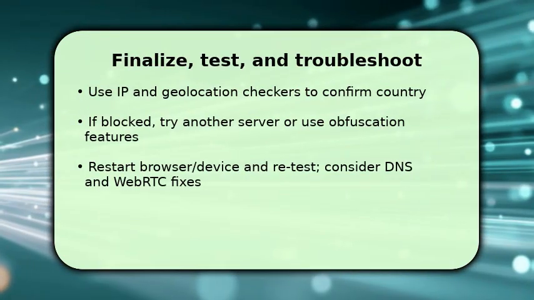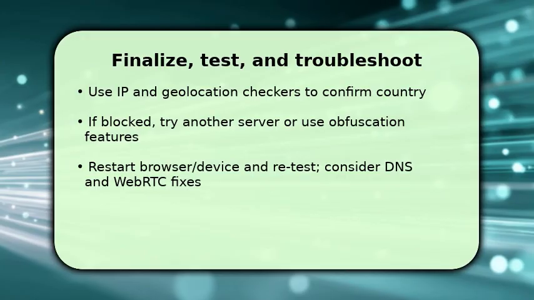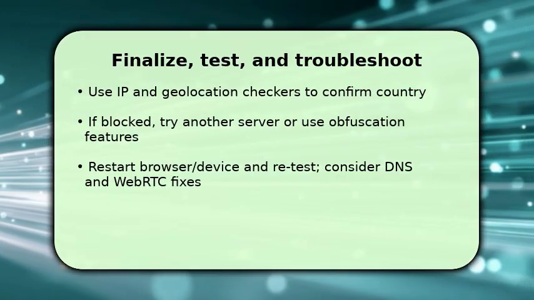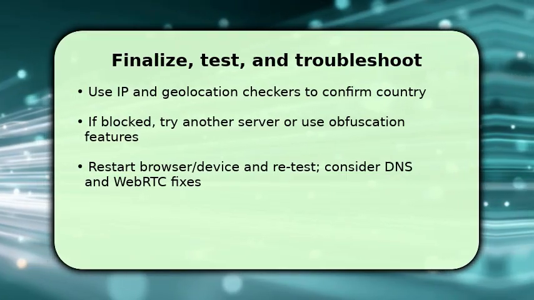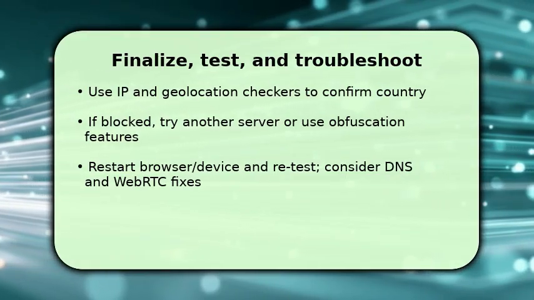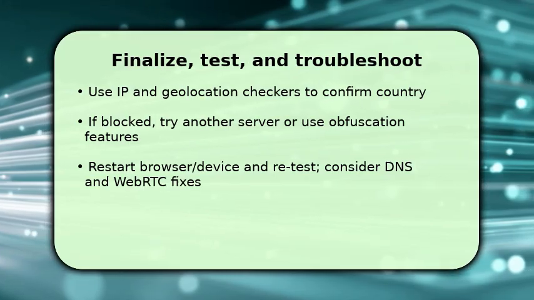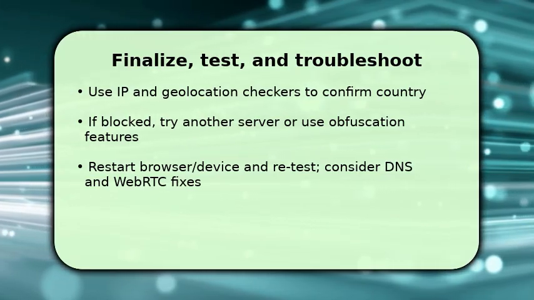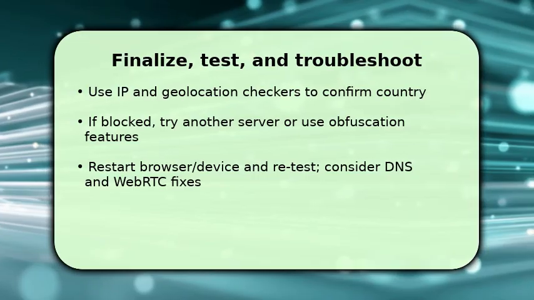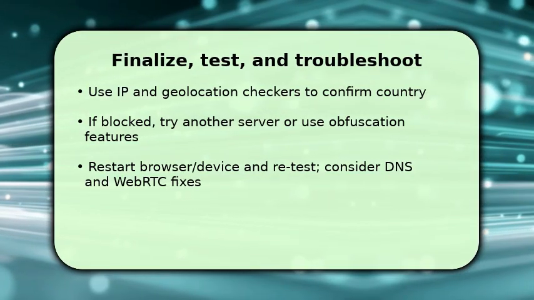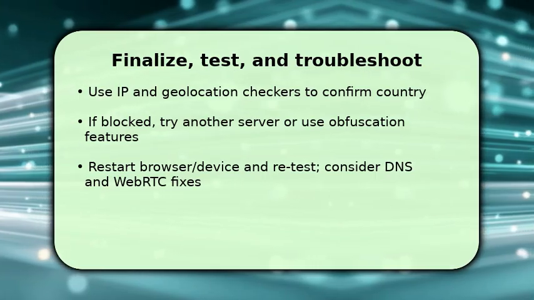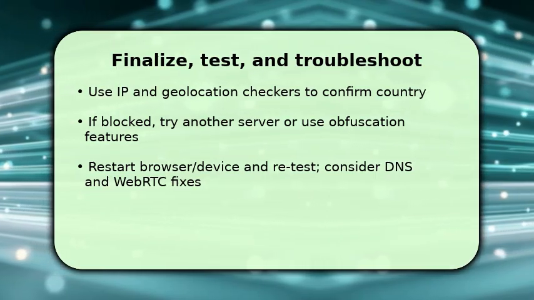Finish by testing with an IP lookup and a geolocation checker to confirm your country shows correctly. If sites still detect your real location, switch to a different server in the same country or enable obfuscation or stealth mode in the VPN. Make sure to disable WebRTC leaks in browser settings or via an extension, and use the VPN's DNS to prevent leaks. If problems persist, restart the browser or device, then retest.